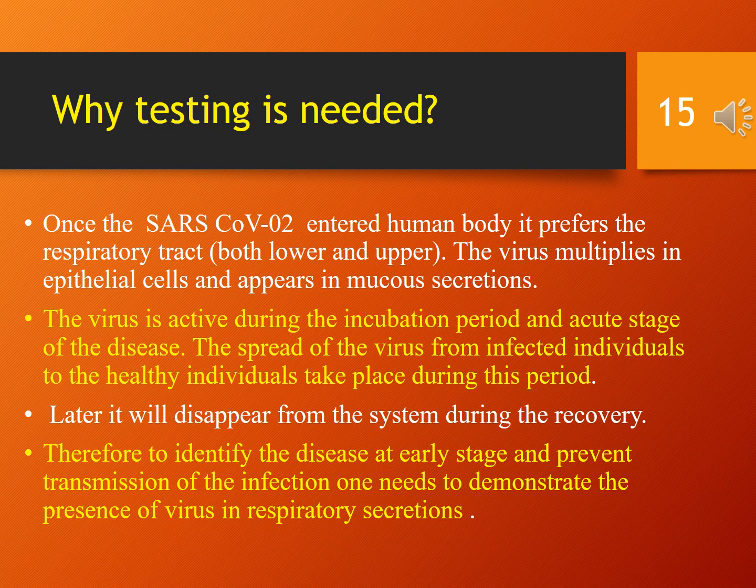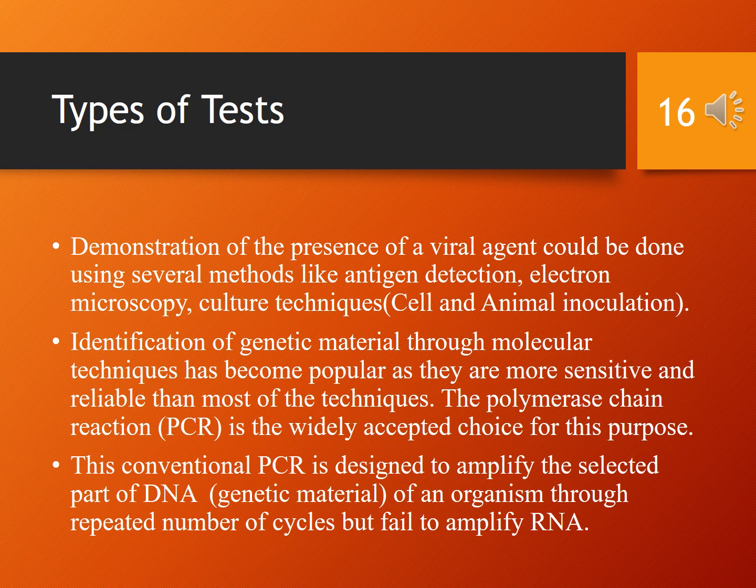Therefore, to identify the disease at an early stage and prevent transmission of the infection, one needs to demonstrate the presence of virus in respiratory secretions. Types of tests. Demonstration of the presence of a viral agent could be done using several methods like antigen detection, electron microscopy, and culture techniques.